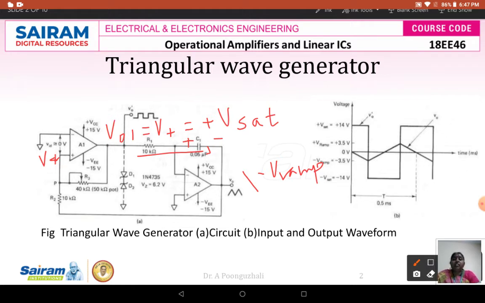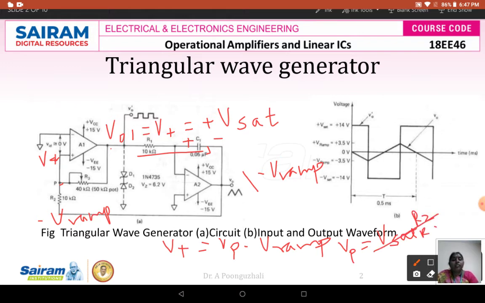So the voltage at this point, at the inverting terminal, is going to be minus Vramp. Here the voltage at the terminal is going to be Vp minus Vramp. What is the voltage Vp? Vp is nothing but the drop across the resistance R2. How to find the drop across R2? The total voltage is Vsat, so Vp is Vsat into R2 divided by R2 plus R3.